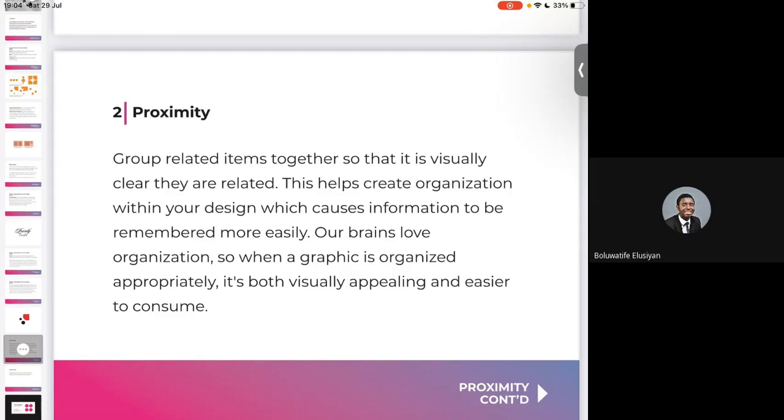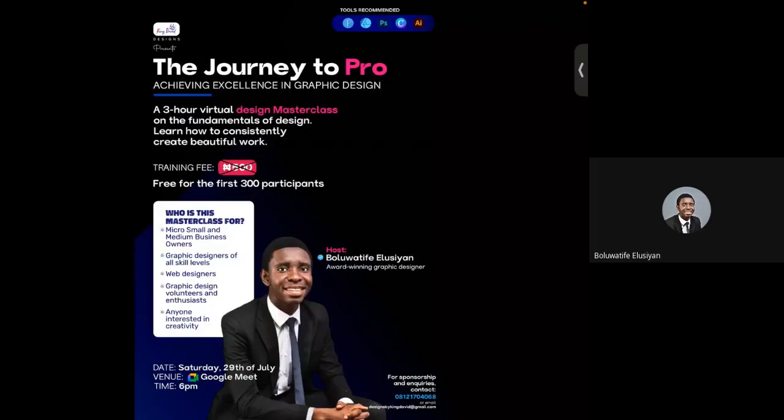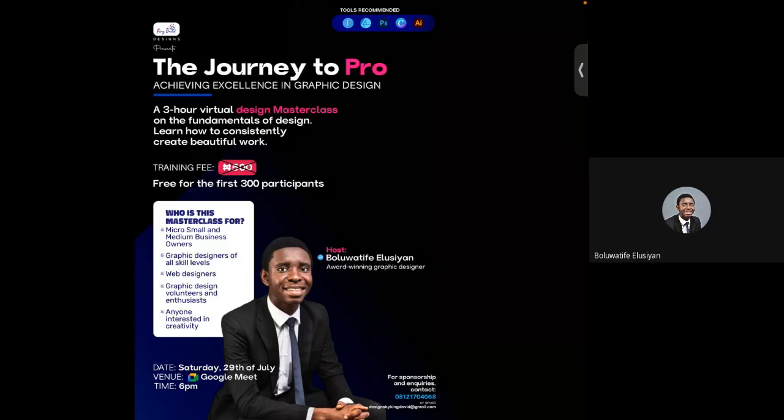Now let's go back to our event flyer for this event. Proximity. The text for host: we have host, my name, and then award-winning graphic designer. And then we have a tick beside it. We can see that all these items are close together. So that automatically tells you who the host is, Boluwatife Elusiyan, and who the award-winning graphic designer is. When you see them together, you are not confused about whether the design is saying that when you join this training you become an award-winning graphic designer. No, you automatically understand that that caption is referring to the host, which is Boluwatife Elusiyan.